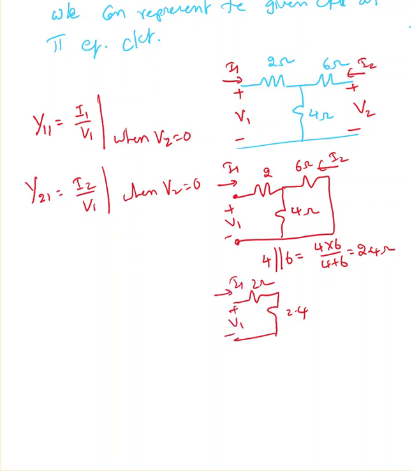So can I say Y11 equal to I1 over V1? In this case, V1 equal to 4.4 I1. So Y11 equal to I1 over V1, which is 1 over 4.4, which is 0.227 Siemens.